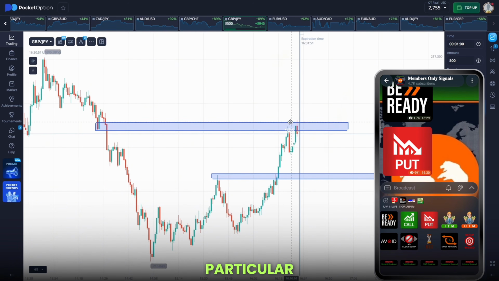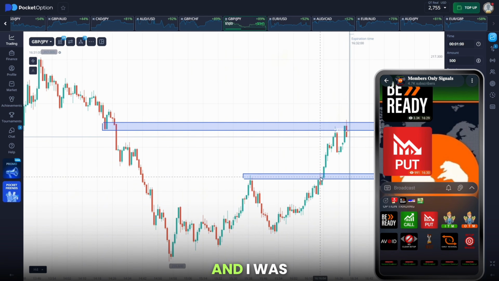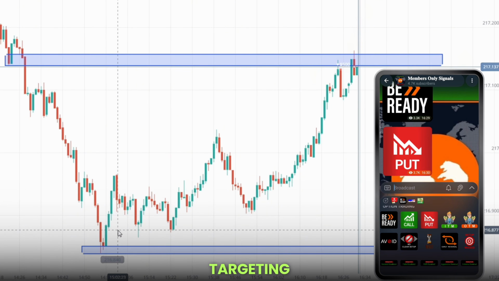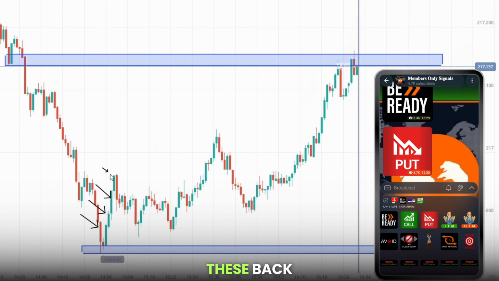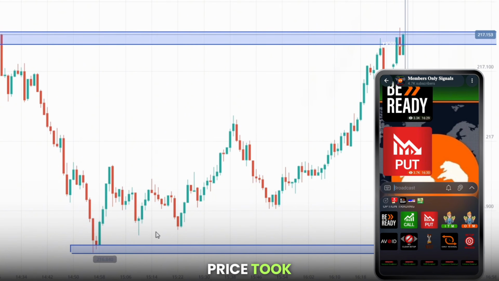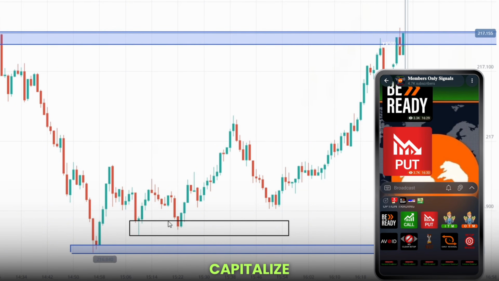Initially when I opened this chart, the price was here, and I was targeting the bottom. This is the bottom which I was targeting for my reversal trade, because according to me, if price is creating these back-to-back green candles, it is just to create liquidity, and then I was expecting a reversal, and from the same zone a rebound. This is what I was expecting, but you can see that price took an early reversal from this zone, and I was not able to capitalize on this trading opportunity.